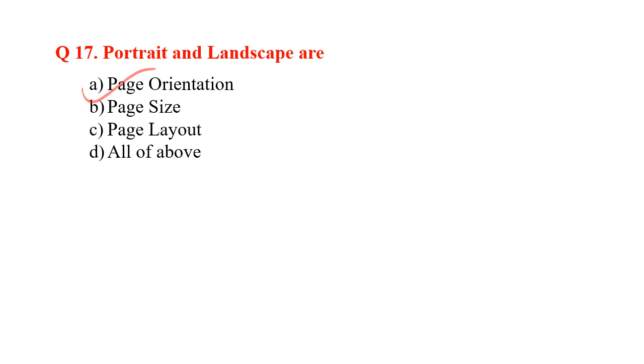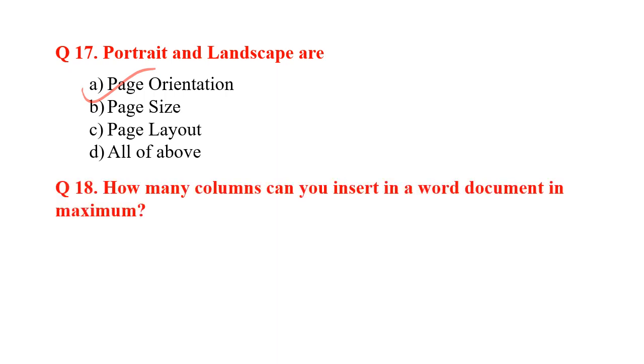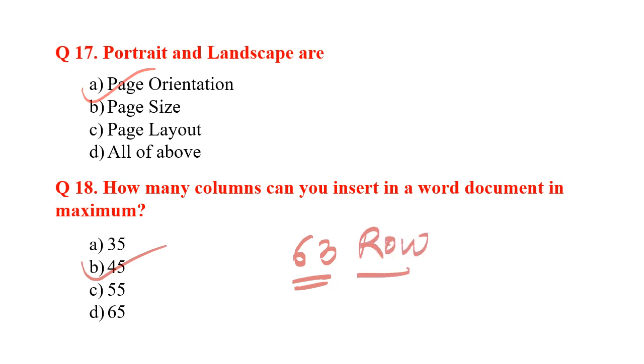Now go to the next question. Question number 18. How many columns can you insert in a Word document at maximum? Look at the options: 35, 45, 55, 65. Then the right answer is 45. And if you are asked how many rows we can insert, then the right answer will be 63. 63 rows we can insert and 45 columns we can insert.